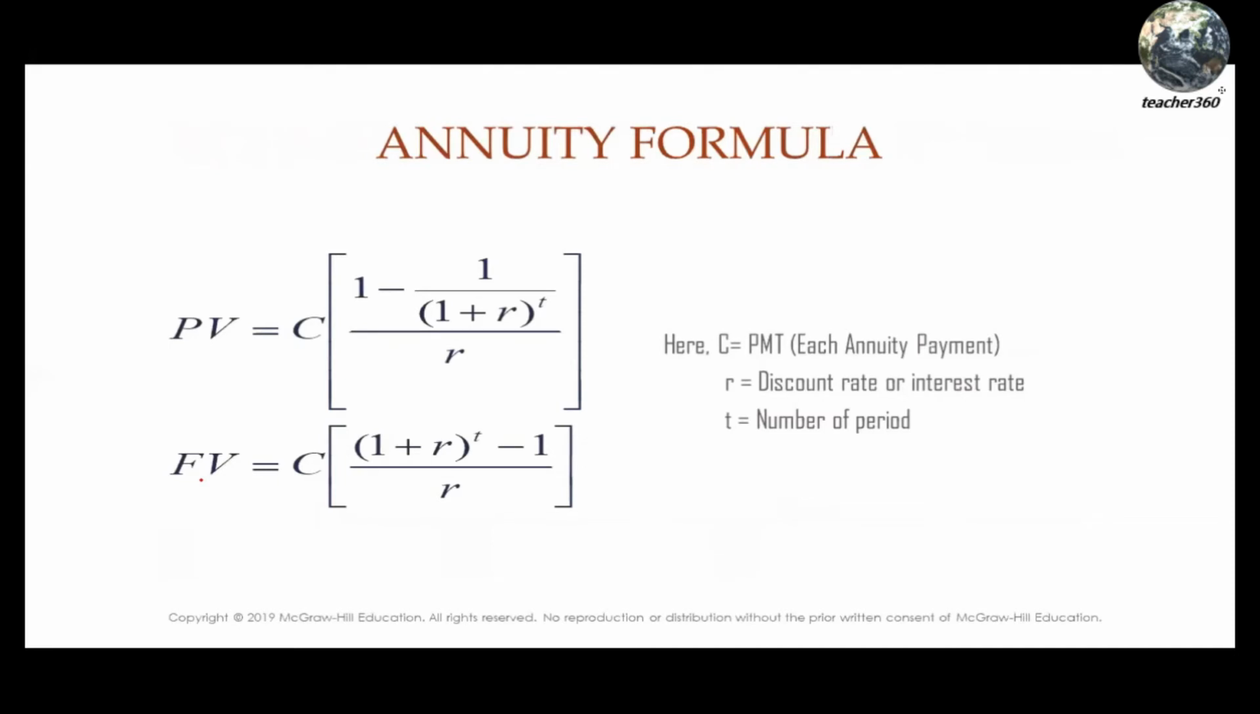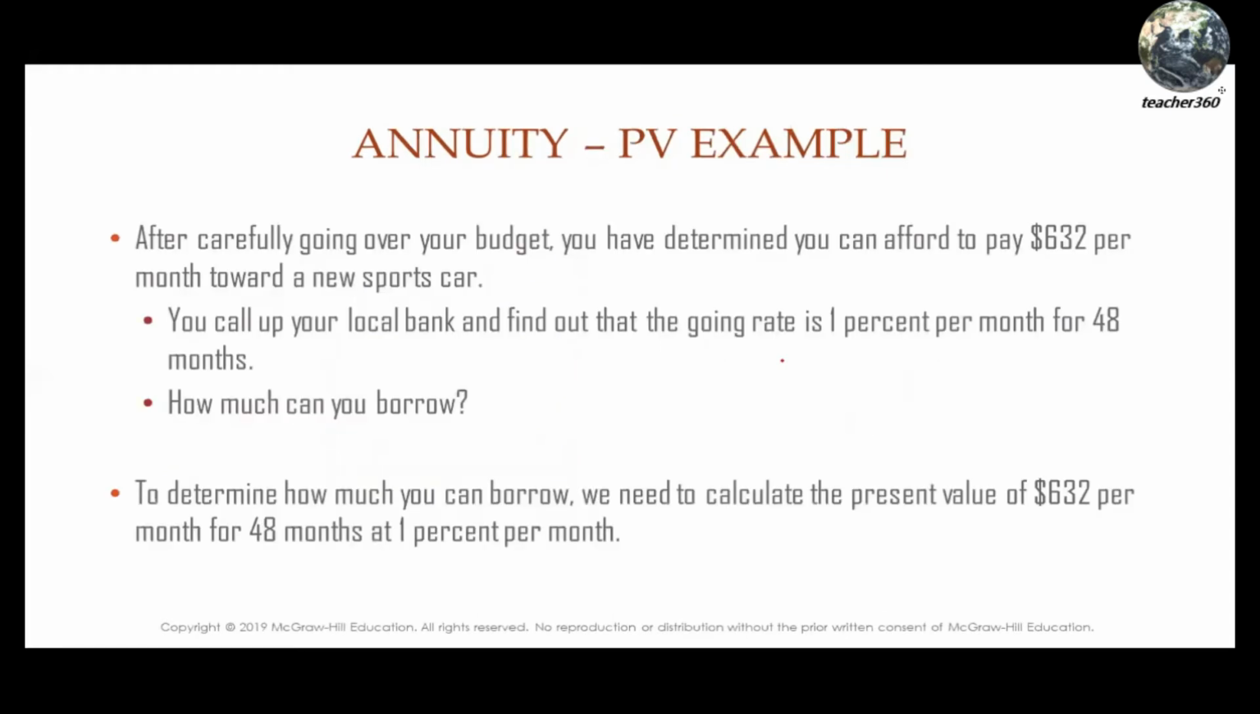These are the annuity formulas for present value and future value, where C is PMT, meaning each annuity payment, R is the discount rate, and T is the number of periods. Here is an example of annuity for present value. After carefully going over your budget, you have determined you can afford to pay $632 per month toward a new sports car. You call up your bank and find out that the going rate is 1% per month for 48 months. How much can you borrow?